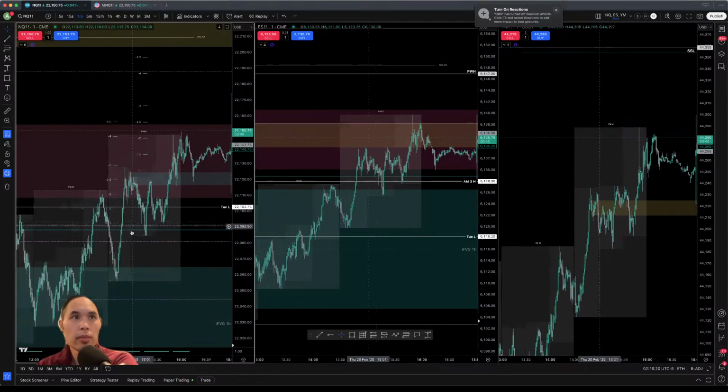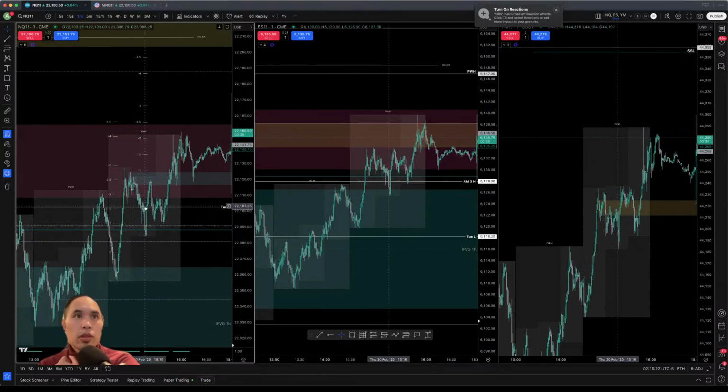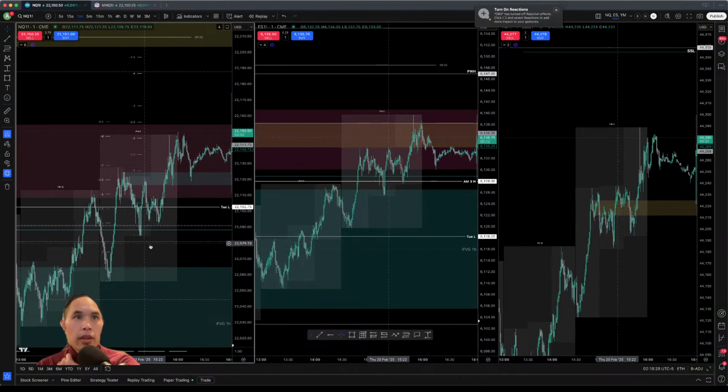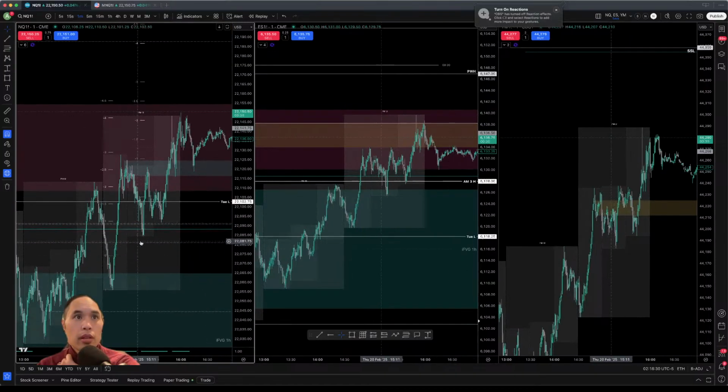So yeah, we created a bunch of SMTs, no major sweeps over 30 minute, but like I said, we have some sweeps here of a 15 minute. We have a candle to candle. If you look at the 1 minute here, NQ created a lower low at 1517. ES made equal low, so that was protected.